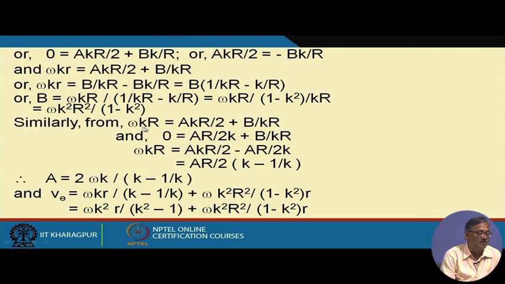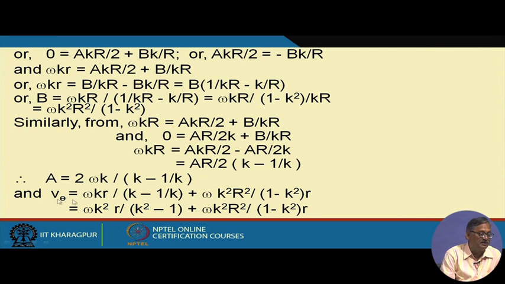Similarly, from the equation omega kR is equal to akR by 2 plus b by kR, we can write 0 is equal to aR by 2 plus b by kR, and omega kR is equal to akR by 2 minus aR by 2k, that is equal to aR by 2 into k into 1 minus 1 by k. So, in that case a becomes 2 omega k over k minus 1 by k.